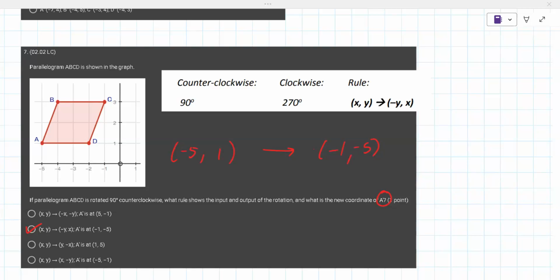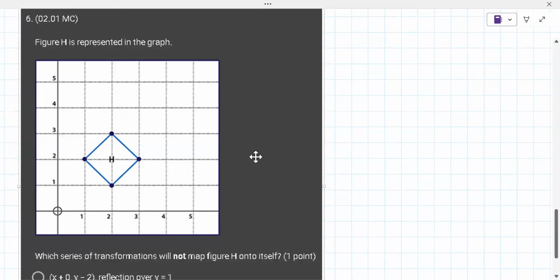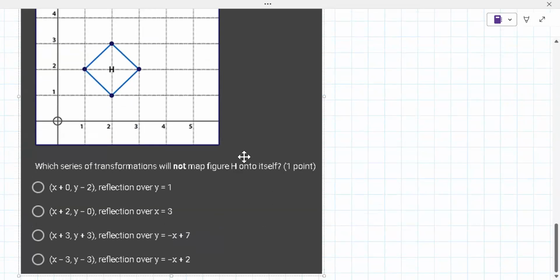All right, so we're up to this next one here. Figure H is represented in the graph. Which series of transformations will not map figure H back onto itself? This is really tough. Whenever it says which of the following will not, that means that 3 are true and 1 is false. Do you know what I mean by that? Yeah, I got you. Okay. Which means when you look at these, most of these are going to work. So it really is a process of elimination.